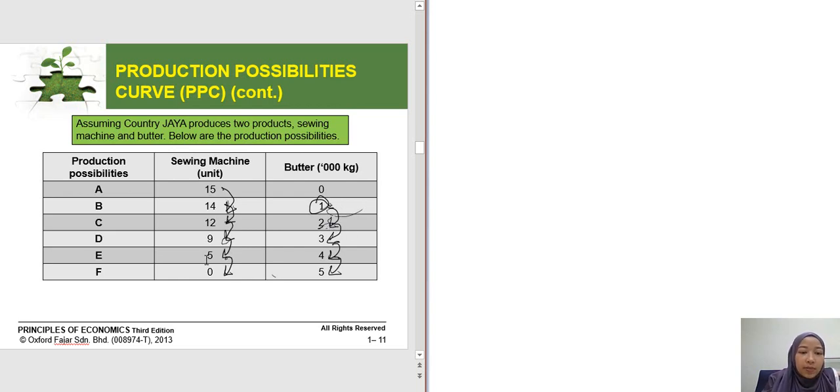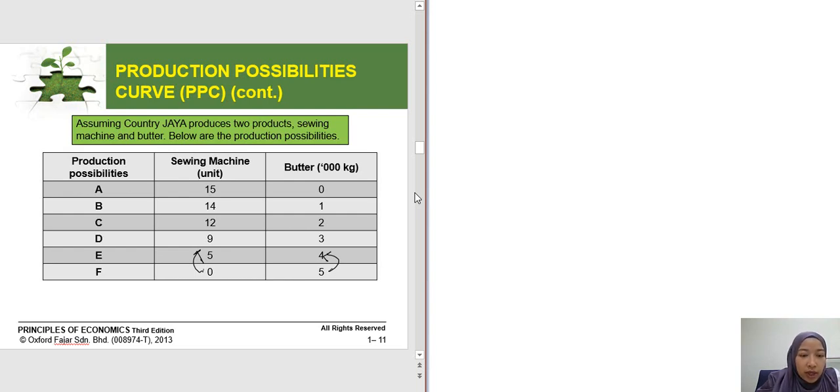Same thing if you want to look at the production of sewing machine. So now let's look at the production of sewing machine. If you want to add more production of sewing machine, you start from here. From 0, you want to produce 5 units of sewing machine. So how much butter do you have to reduce? From 5,000 kg to 4,000 kgs.